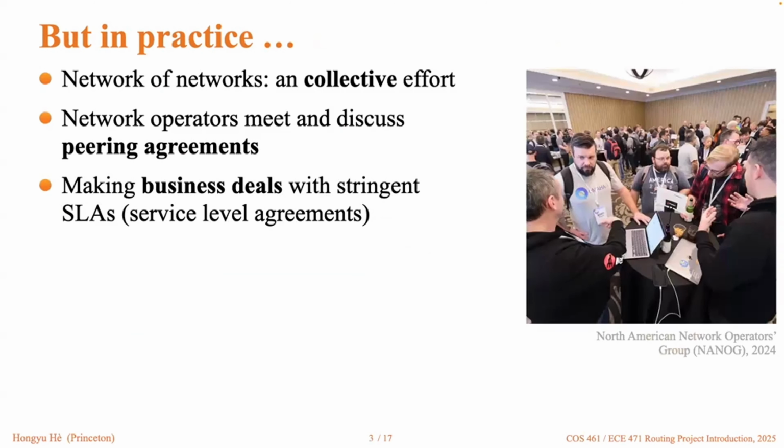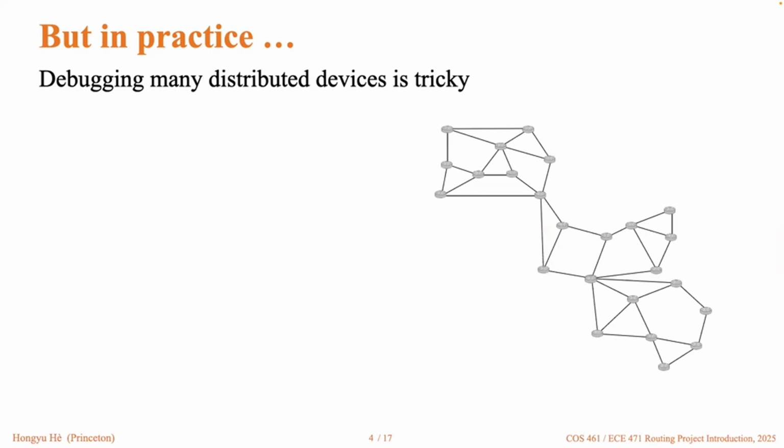But in practice, it's not the case, right? As Maria has introduced, the internet is a network of networks. It's a collective effort. So network operators typically meet very frequently to discuss peering policies and to make business deals with very strict service level agreements. And debugging is pretty tricky when you have hundreds and thousands of lower level devices connected with each other. And the internet is the biggest distributed system on Earth.